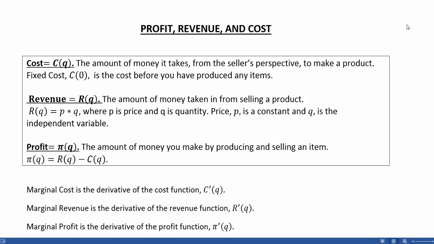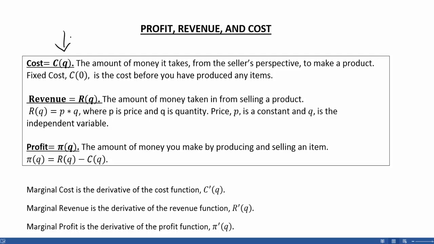In order to do that, we have to have some common language to start talking about our functions. So let's talk about the three types of functions we're going to be looking at. First is the cost equation. The cost equation is written C of Q, where Q represents quantity.